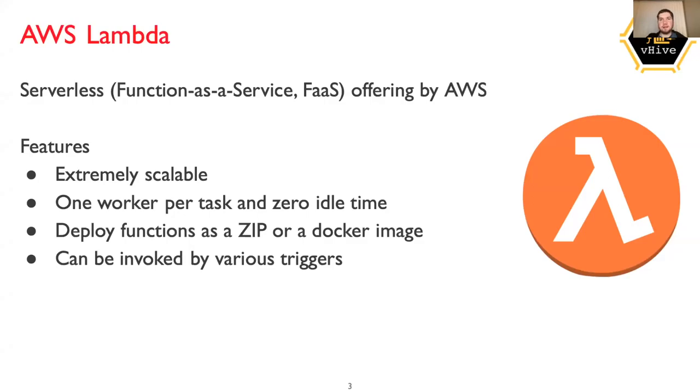You can define a function in two ways: either as a zip package, basically a folder with code and libraries, or as a Docker image. And one of the very important parts is that Lambda can be invoked by various triggers. What it means is that it's very integratable with other parts of your infrastructure. It could be various things, from different queues or API requests.